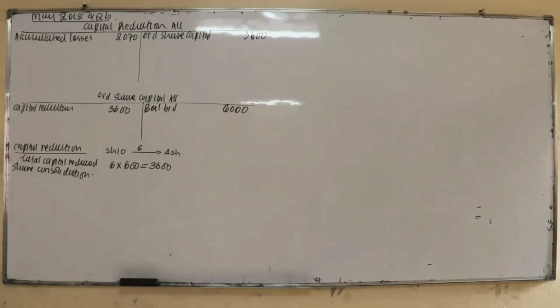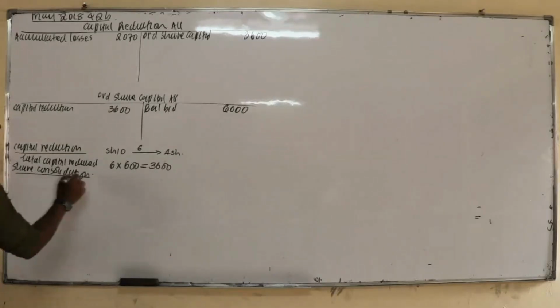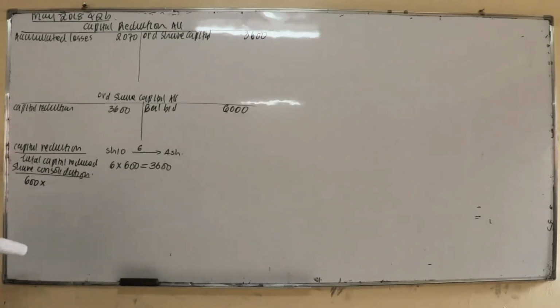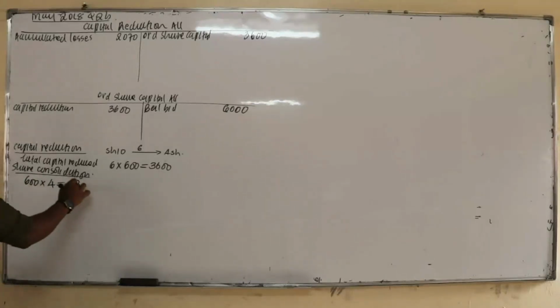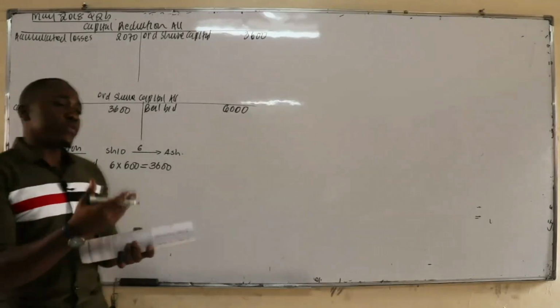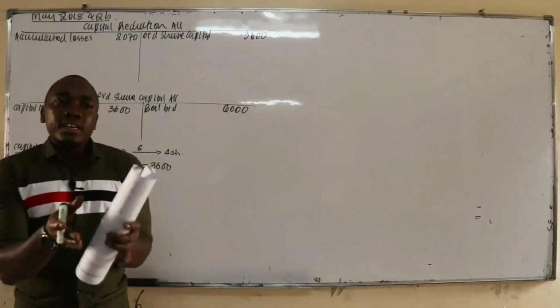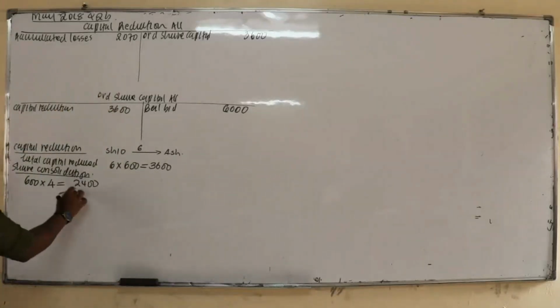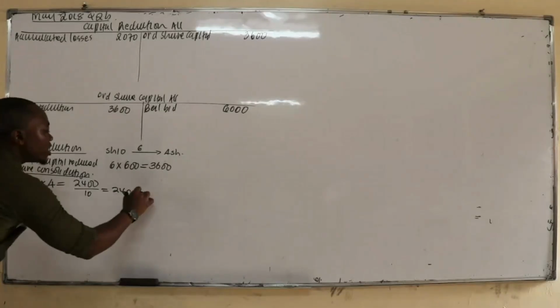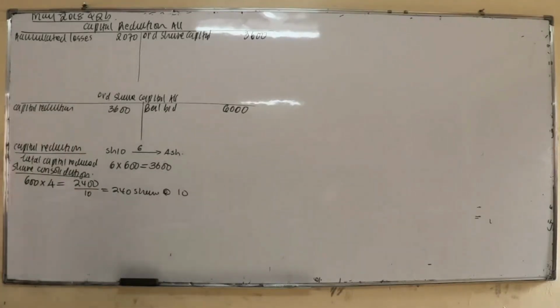The existing ordinary shares are to be written down to 4 and then consolidated into shares of 10. How many shares do we have? We have 600 shares. We did the write-down first, so you have 600 shares now at 4. How much is the remaining share capital? 6 times 4, you get 24, meaning 2,400. This was consolidated into shares of 10. If we consolidate them at 10 each, how many shares will we have? Just divide by 10. You get 240 shares, each at 10.